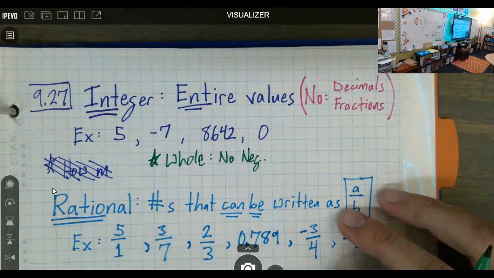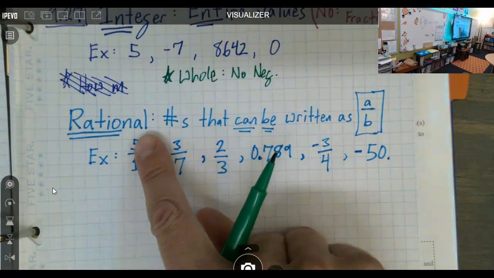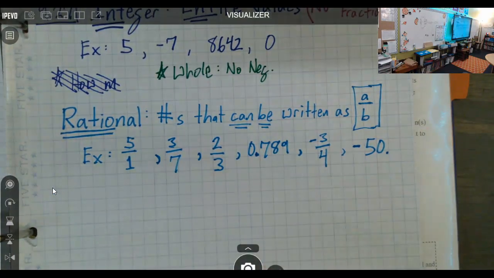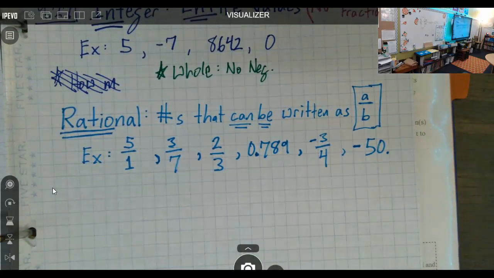For rational or integer, or what are you talking about? Rationals, anytime you can put a number over a different number, and any decimal, we can put that over another number. We've been practicing tenths, hundredths, thousands.